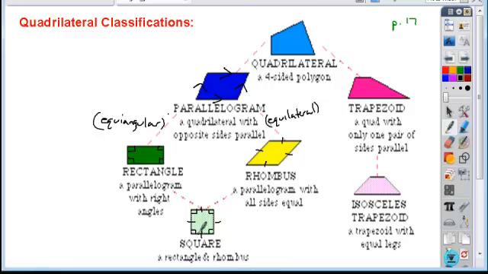In addition, there's another separate category for quadrilaterals. If instead of both pairs of opposite sides being parallel, there's only one pair of opposite sides that are parallel, then it's called a trapezoid. And if both of the non-parallel sides in a trapezoid have equal measures, it would be referred to as an isosceles trapezoid.